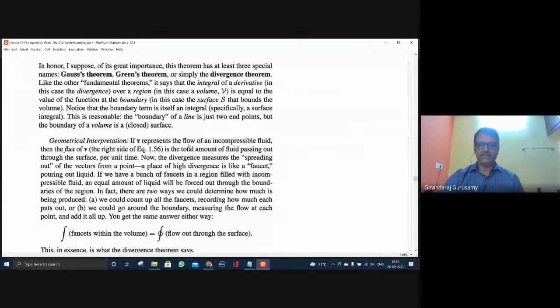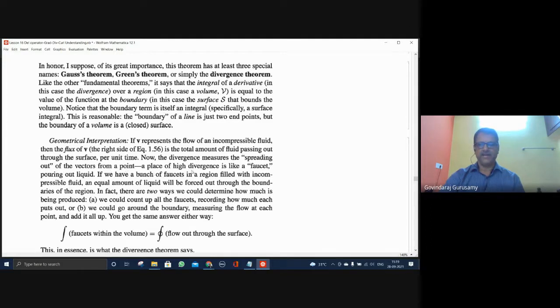If V represents the flow of an incompressible fluid, then the flux of V, the right side of equation 1.56, is the total amount of fluid passing out through the surface per unit time. Now, the divergence measures the spreading out of vectors from a point.